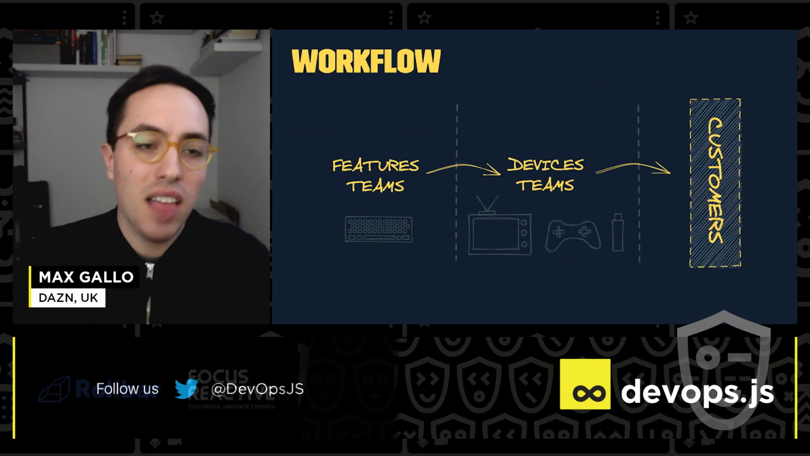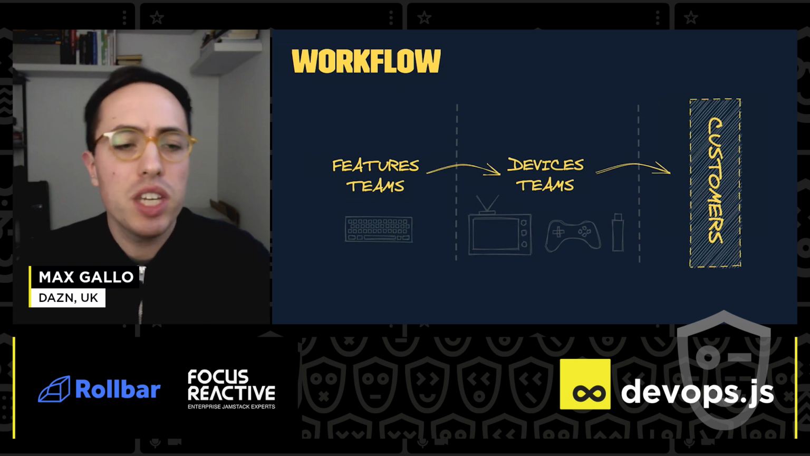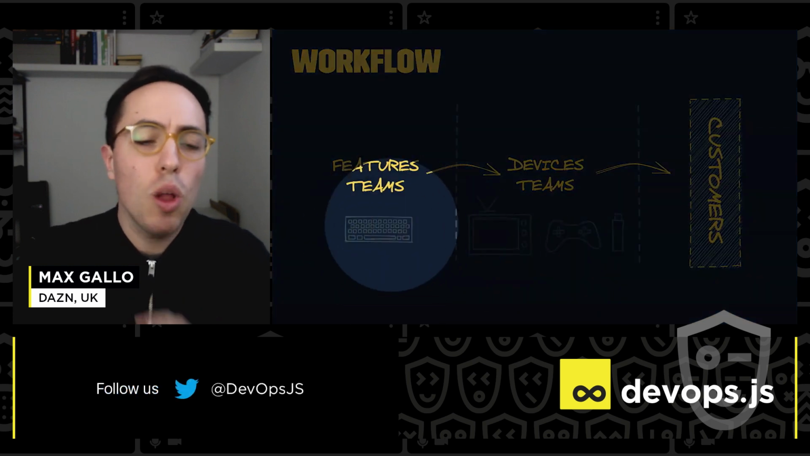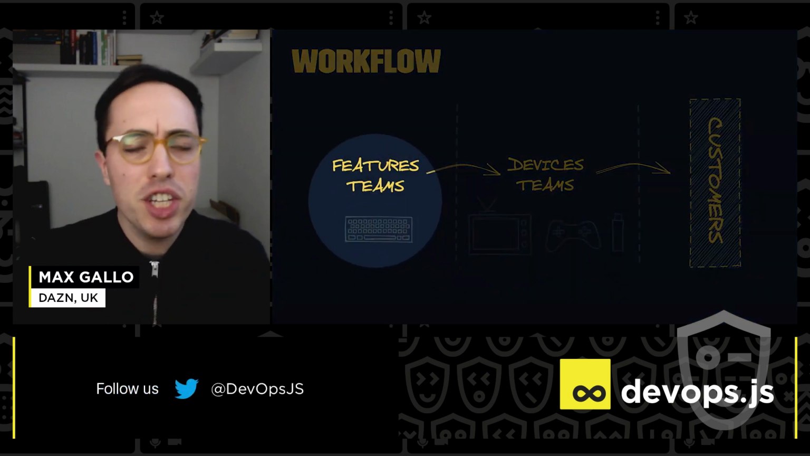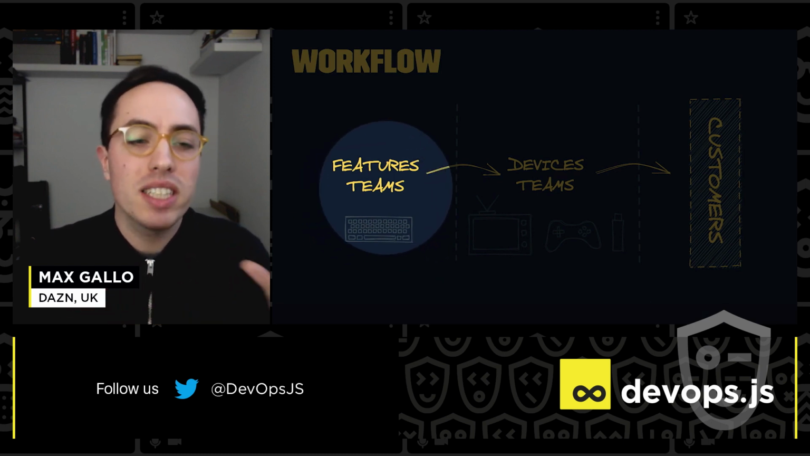workflow as follows. So we started from feature teams. This is our workflow, let's say up to 6 months, 1 year ago. So our feature teams were working on common features. So all the common features which were shared across multiple devices were starting from here.